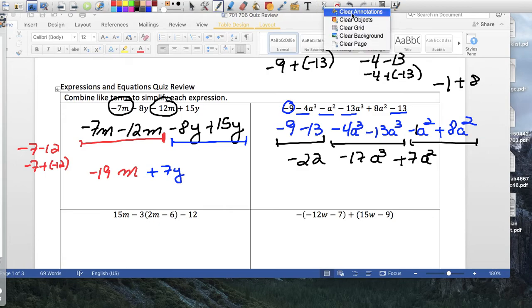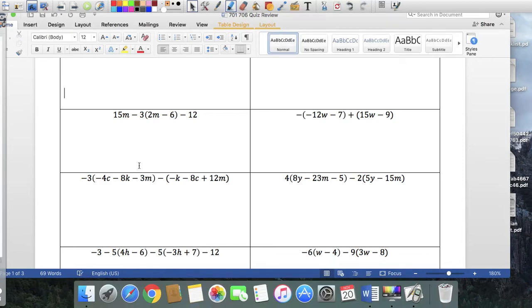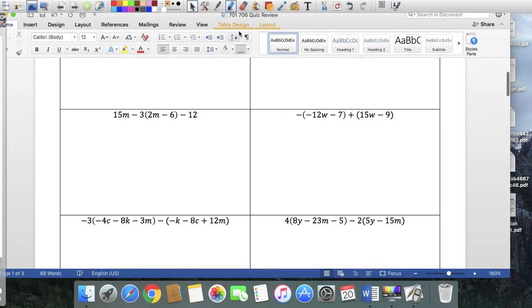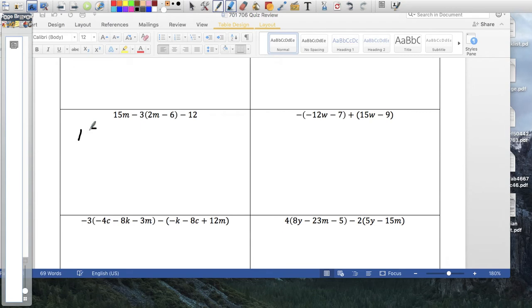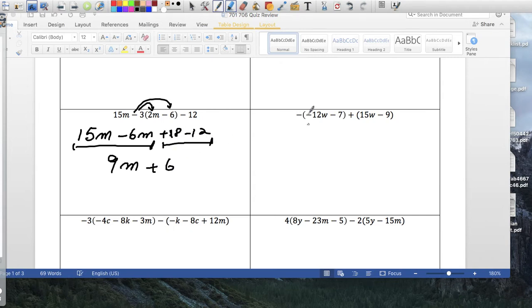Bottom one. So here you have to do the distributive property first, right? You can't combine like terms, not yet. So you got 15m, distributive property, right? Negative times a positive is a negative, 6m. Negative times a negative is a positive, 18. Minus 12. Can I combine anything? Yes, they're right next to each other, so I'll combine these two. 15 minus 6, nothing to do here. It's just 9m. And then positive 18 minus 12 is positive 6.